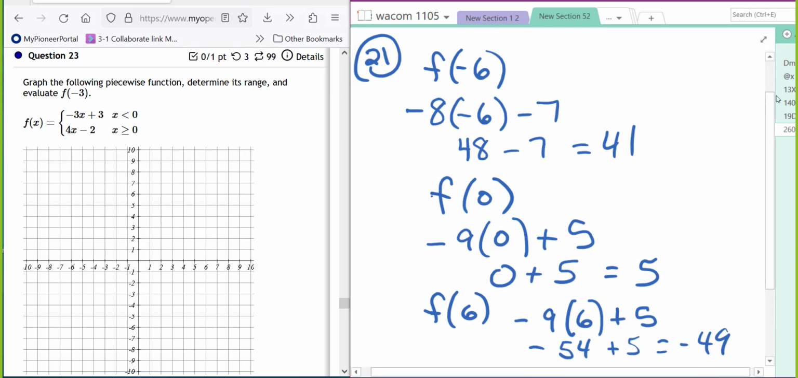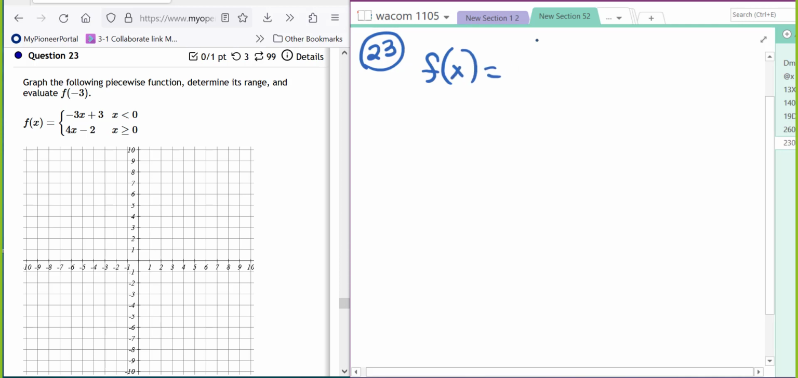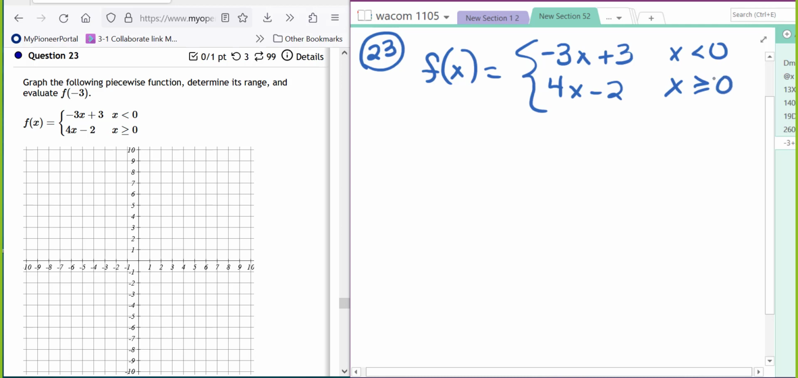And graphing these, I put a little handout in your chapter notes because this is tricky if you haven't ever seen it done. Just using the tool. All right, so hopefully you recognize that these would both be lines. Let me write the question here. So f of x equals negative 3x plus 3. And my condition is when x is less than 0. It equals the other function when x is greater than or equal to 0.